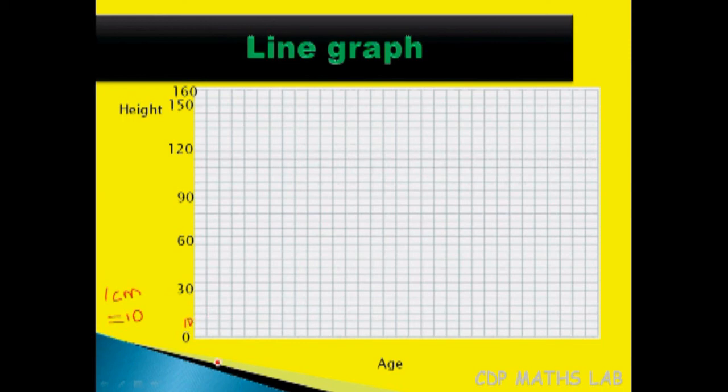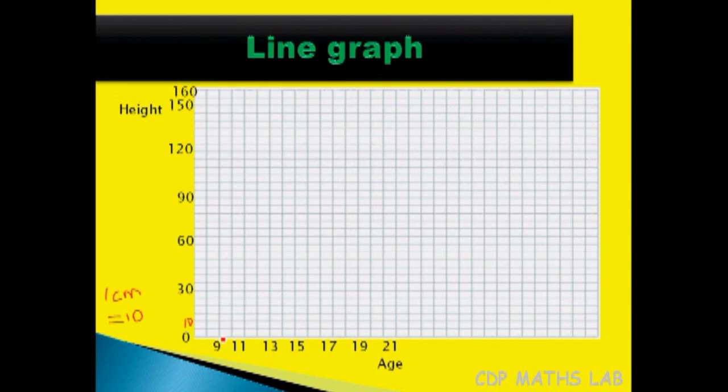Now, the same scale I'm going to use for the age. For every 1 centimeter, we'll have the age. So 9 years will go right here. 11 years will be here. 13 years. 15. 17. 19. And 21. Now we're going to plot our first point.